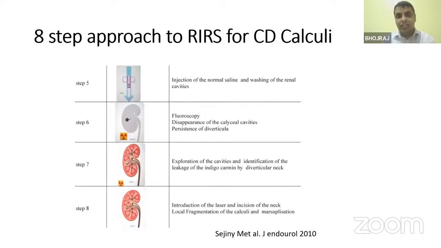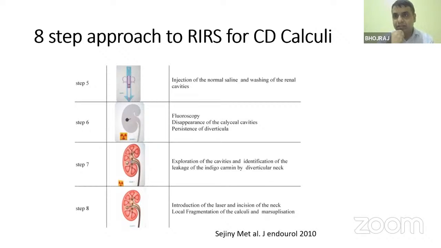Then irrigation with normal saline, and we have the residual cavity washing out, and you can see on fluoroscopy again the disappearance of the calyceal cavities, persistent diverticula, then exploration of the cavities and identification of the leakage of the indigo carmine or methylene blue from the diverticular neck, and introduction of the laser and incision of the neck, local fragmentation of the calculi and marsupialization. All those multiple steps Professor Traxler's team has suggested.